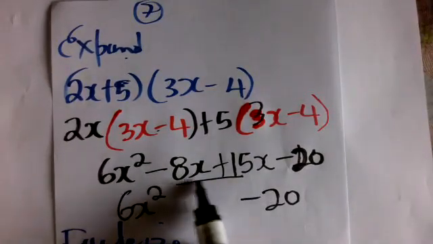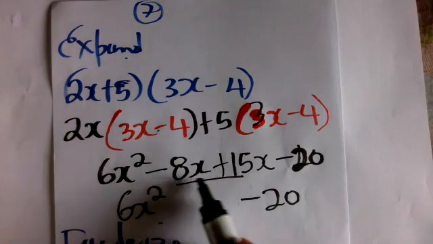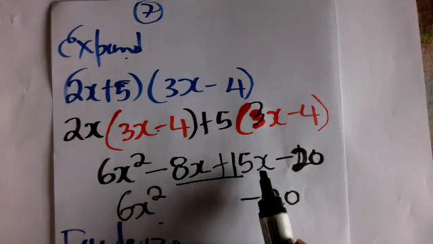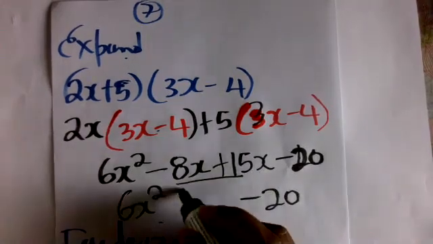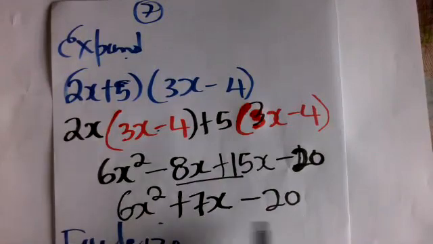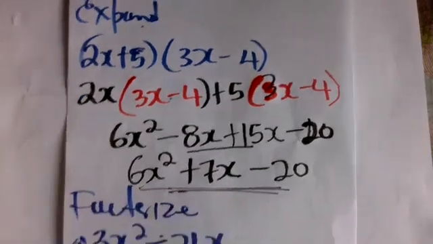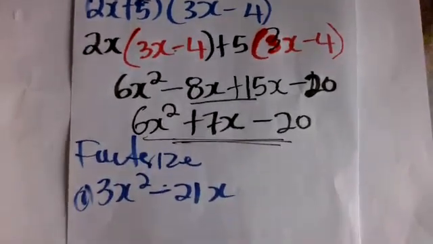This is the same thing as saying 15 minus 8. Negative 8 plus 15 is the same thing as 15 minus 8. So that will give us positive 7x. Remember, we keep the sign of the bigger one at all times. All right, guys? All right, go ahead now and factorize this one.